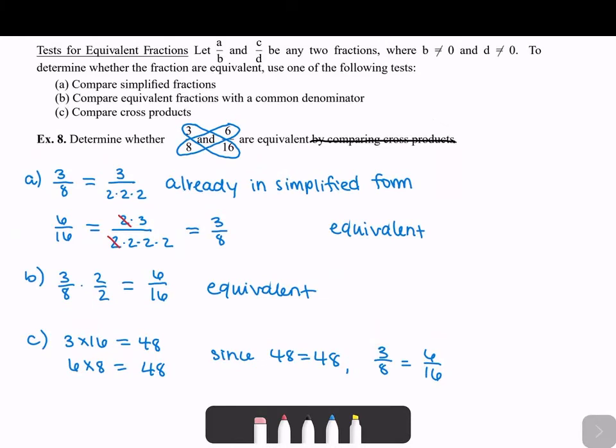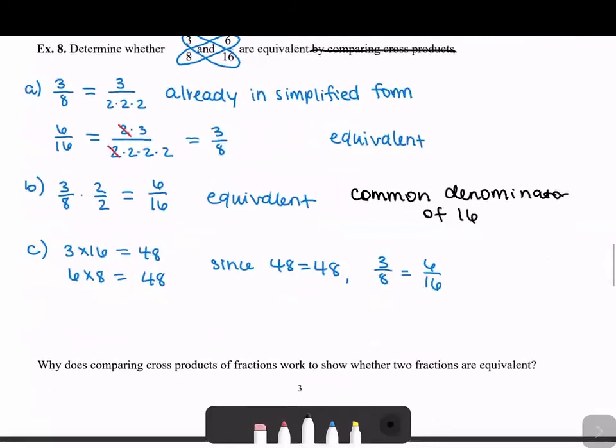So in part B, whenever we found a common denominator, we had a common denominator of 16, right? What this cross multiplication does is it actually makes the common denominator the product of the two denominators. So the product of the two denominators is 8 times 16, which is a big number. What is it? 64 times 2 is 128. So the common denominator, if we just multiply the two denominators, is 128.